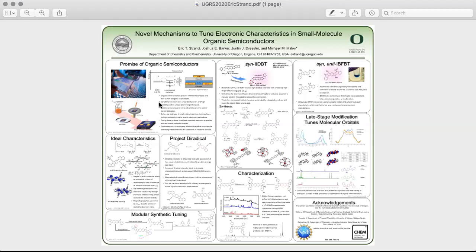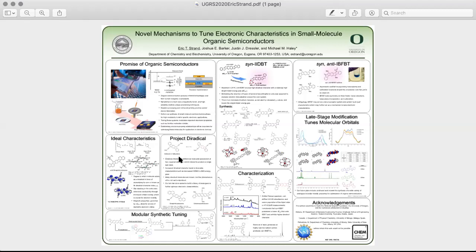Now, organic semiconductors can be synthesized quite cheaply, energetically speaking, of course. They are modular, and that allows us to tune their electronic characteristics, which could allow us to tailor their applications and better increase efficiency.